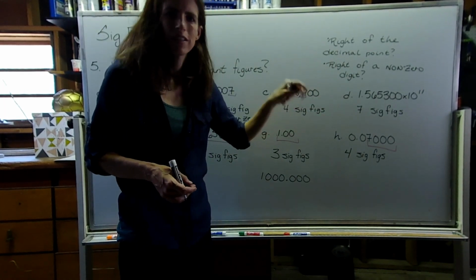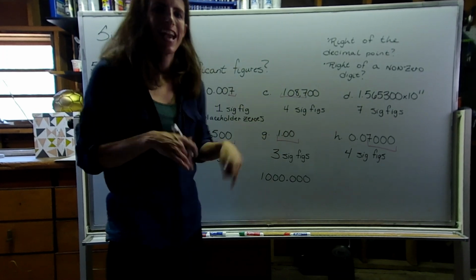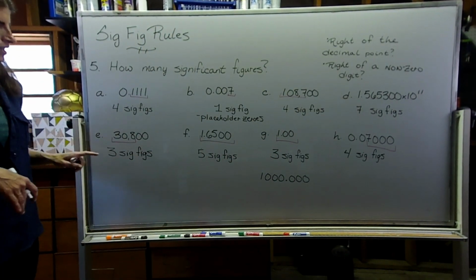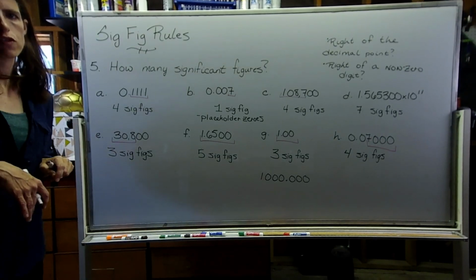Scientific notation, that's a gimme. Everything counts in scientific notation. More placeholder zeros at the end, so I'm just going to count the first 3 values out front.